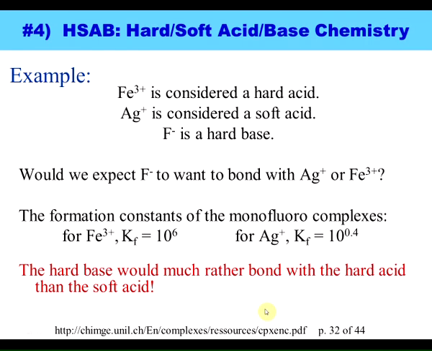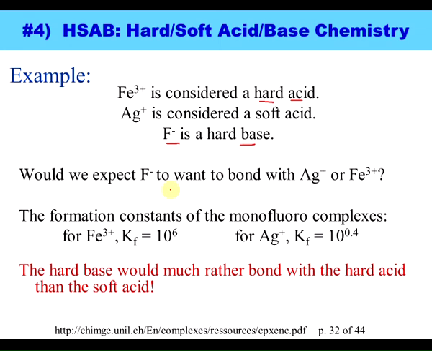So here we have an example demonstrating hard-soft acid-base theory and explaining how it can explain the stability of some complexes. So we're going to look at the fluoride ion. Fluoride is a hard base, so you've got a very tight electron cloud around that fluoride. And iron 3+ is considered a hard acid. Whereas the silver, remember, it's got a lower charge, so the electron cloud is going to be fluffy, so this is going to be a soft acid.